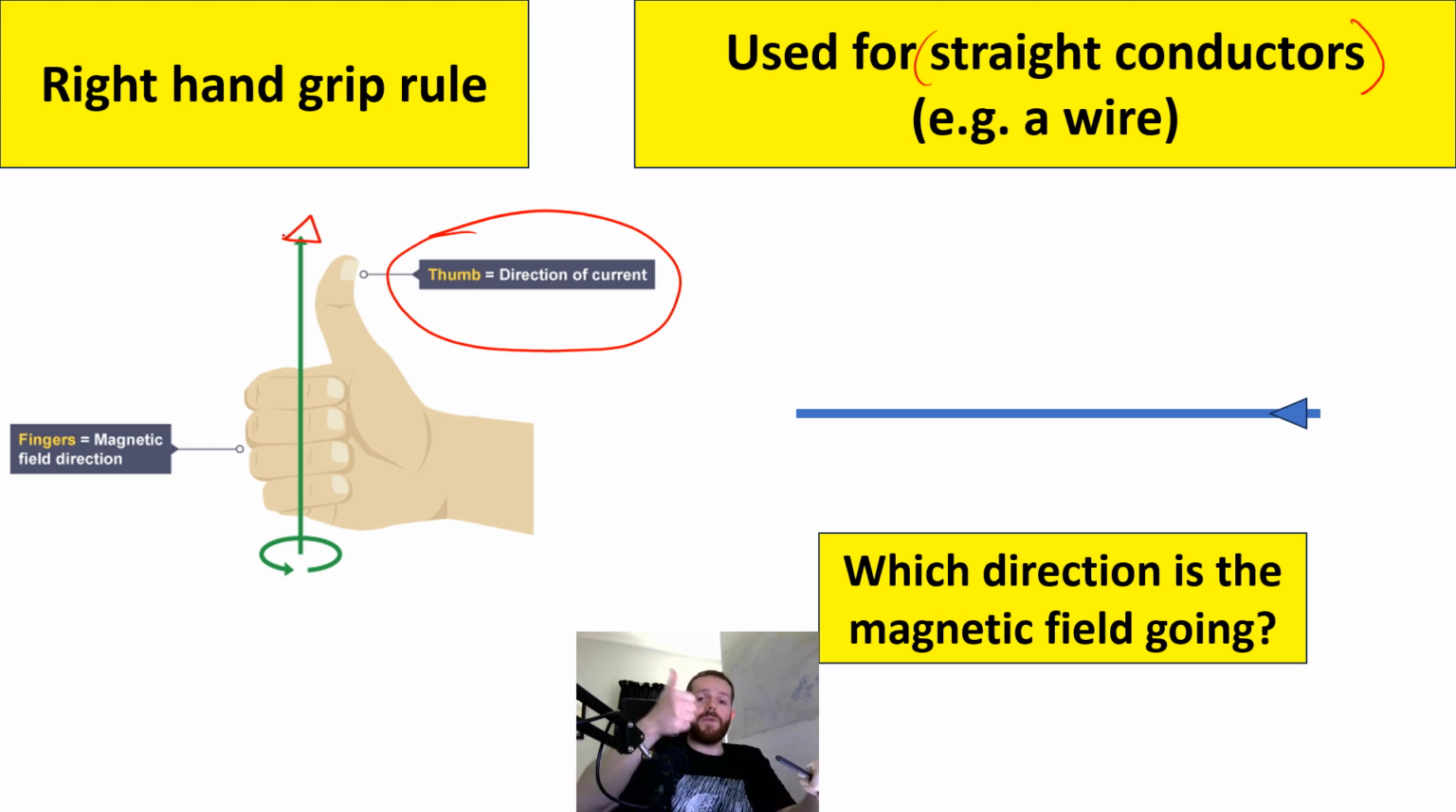And what you're meant to do with the right hand grip rule is line your thumb up, because the thumb lines up with the direction of the current. Line your thumb up with the way that the current's going. In this case, it's going up. And the direction that your fingers would curl round is the direction that the magnetic field takes.